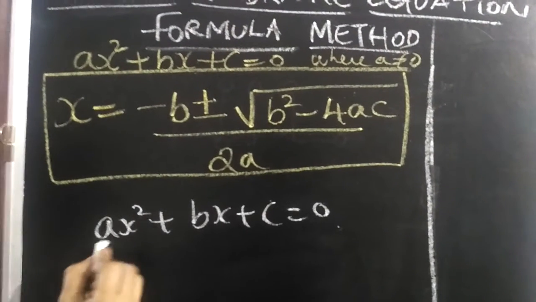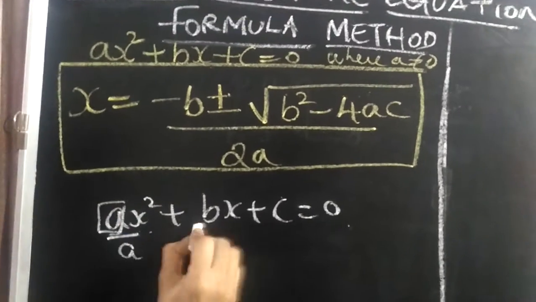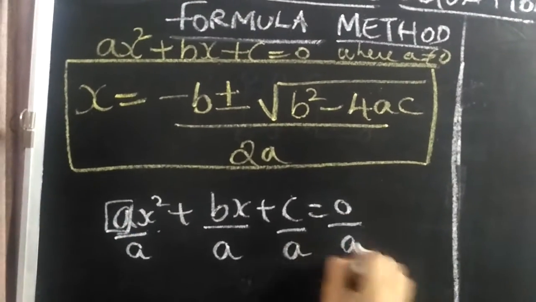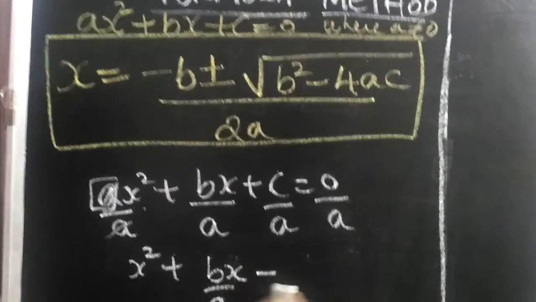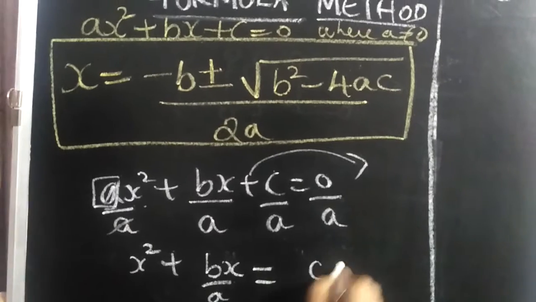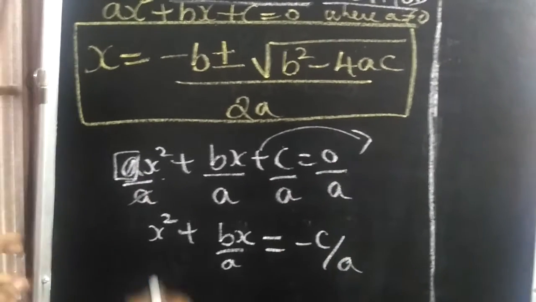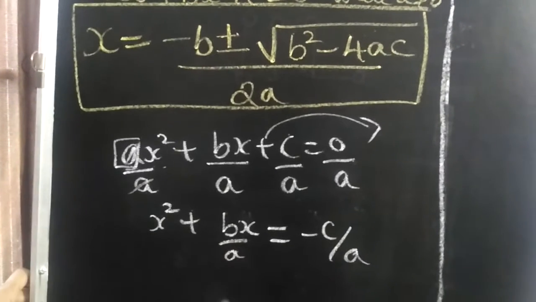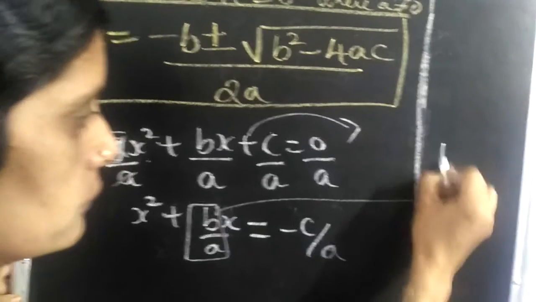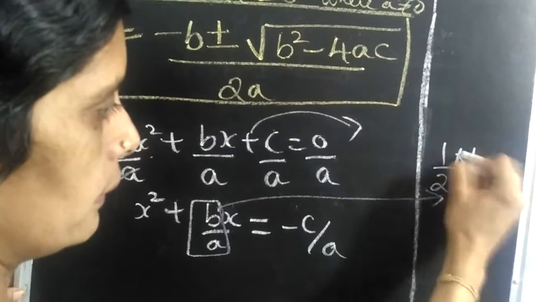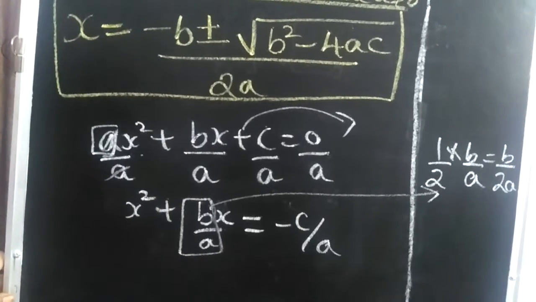What do we do? We divide by the coefficient of x square, that is by a here, right? What will we get? x square plus bx by a is equal to, push it this side, minus c by a, right? 0 by a is 0. So here, what is the next step? Do you remember? Whatever this is, we take half of it, half of b by a, which is equal to b by 2a. Just recall the steps in the completing square method.